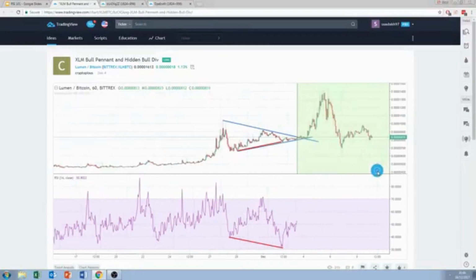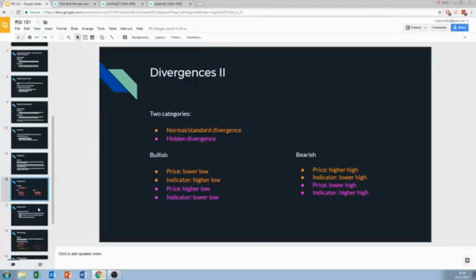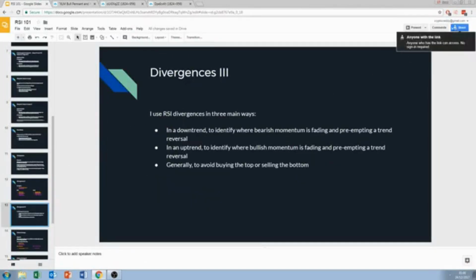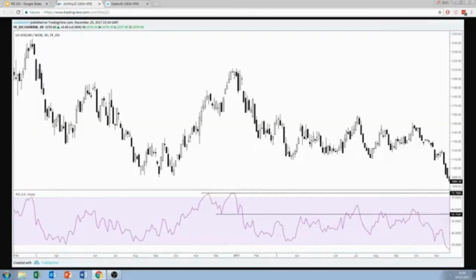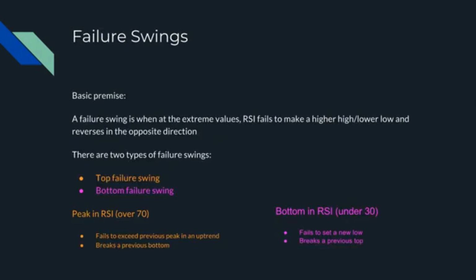How did it play out? Amazingly. I mean, look at this move. Great. And that told him, before any breakout, before price even reached the apex of the triangle, that there is a hidden bullish divergence, as he identified, and obviously that worked out quite nicely. So, yeah, those are the examples. Let's go back to the slides. So how do I use them? Hopefully it should be obvious. And I've talked about this. Identify where momentum is fading either way, and avoid buying the top or selling the bottom.